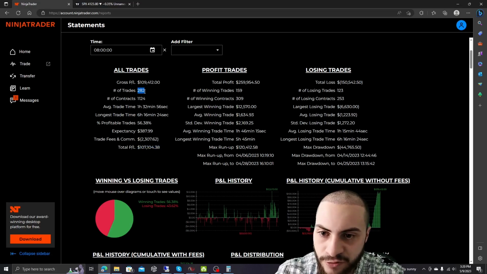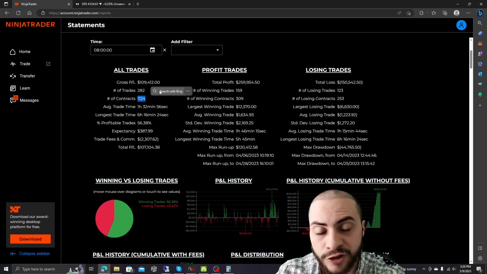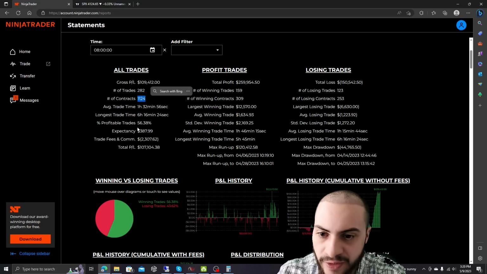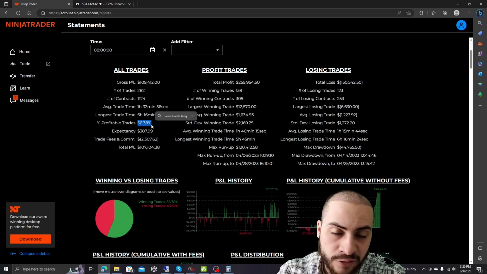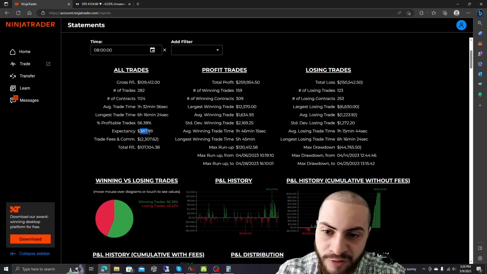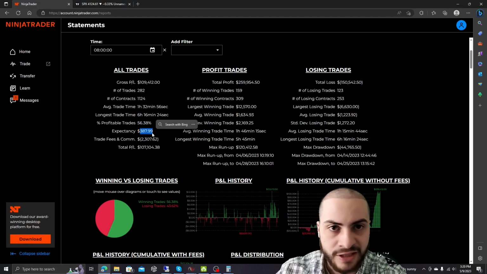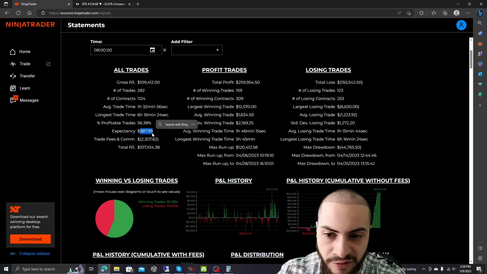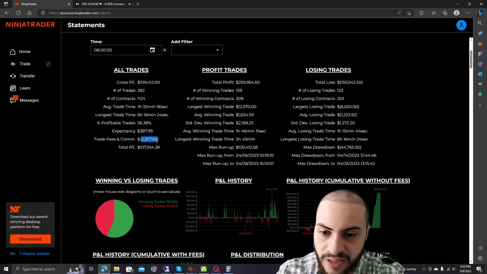So we had 282 total trades, traded over 1,000 contracts. I trade futures, so that's mostly e-mini contracts. There are some micros in there as well. We had a 56% win rate, so each trade we had a 56% chance of making money. And we had a $387 expectancy. That means for every trade on average, I made $387. And we paid just over $2,000 in commissions.